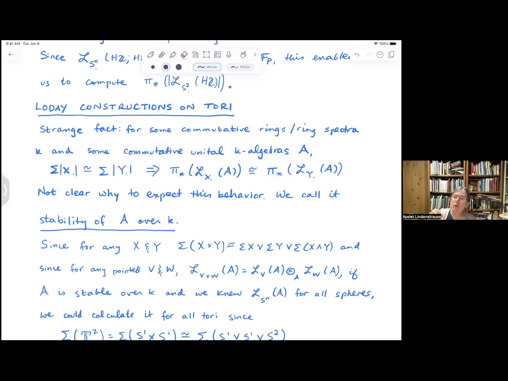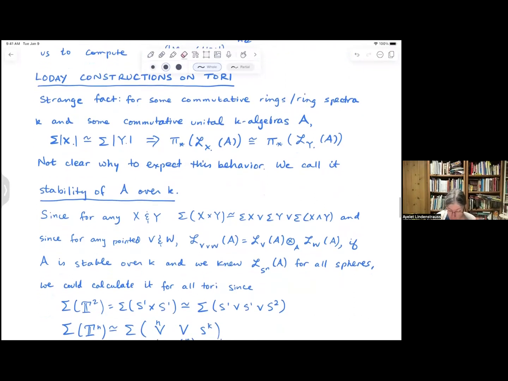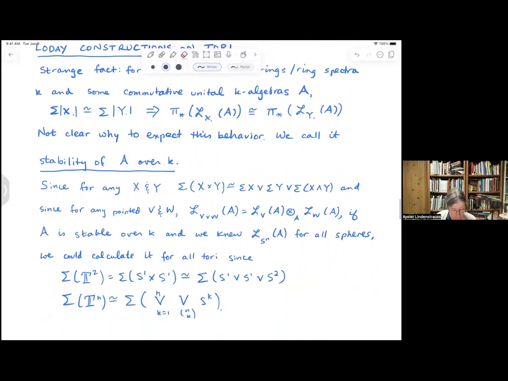The subcomplex I'm gluing on is a point. Loday construction over a point is A. So the Loday construction over V join W of A is just the Loday construction over V of A tensor over A with the Loday construction over W of A. So if A is stable over K, and we knew the Loday construction over all spheres of A, we could calculate for all tori. So for example, for the two torus, it's the product of S1 cross S1. So the suspension of it is the same as the suspension of S1 join S1 join S2. And we could keep on going and get the suspension of an N torus is equivalent to the suspension of this big join of spheres.